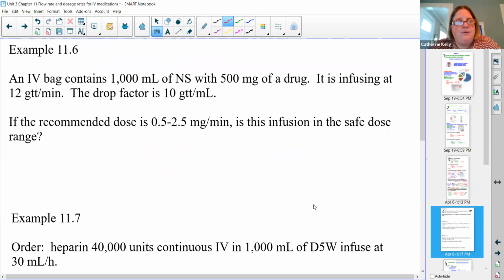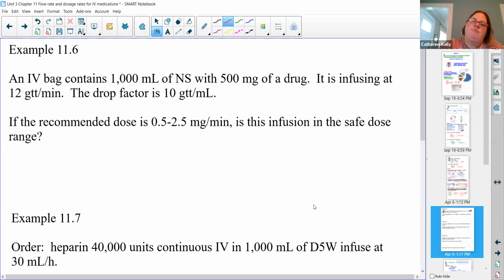An IV bag contains 1,000 milliliters of normal saline with 500 milligrams of a drug. It is infusing at 12 drops per minute, and the drop factor is 10 drops per milliliter. If the recommended dose is 0.5 to 2.5 milligrams per minute, is the infusion in the safe dose range?